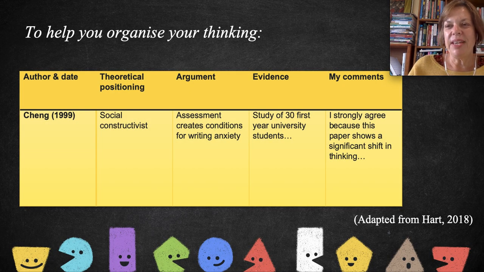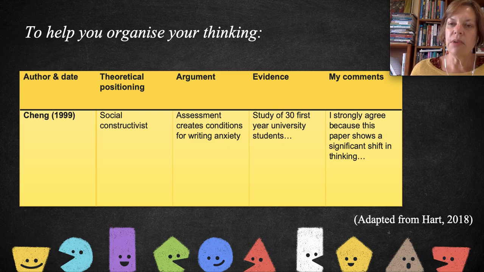Okay, so if you are feeling really confused and you're thinking, well, how do I go about doing this? Well, here's one tool that can help you to organize your thinking. And this is when you're reading for the literature review, is to create a table like this. So Cheng is the source text, and then you could have any number of columns and you could pull out whatever information is relevant to your particular needs. So if social positioning is important, if the argument is important, I would definitely say evidence needs to be important. But then have a column that says something about your comments. And then you can say, I strongly agree with this paper because it does this, that, and the other.